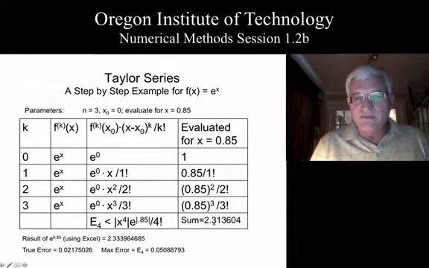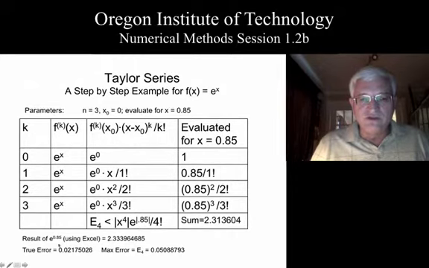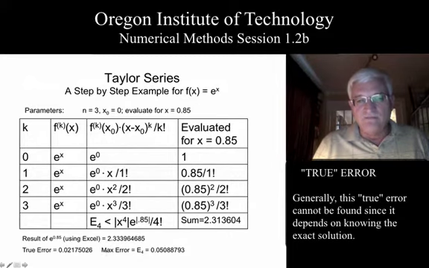And if you add up these terms, you get something close to 2.31. So if you go back to any computational tool of your choice, you'll discover that e to the 0.85 is closer to 2.334. So there is a true error between the correct value and this truncated sum. And we could calculate that true error right here.